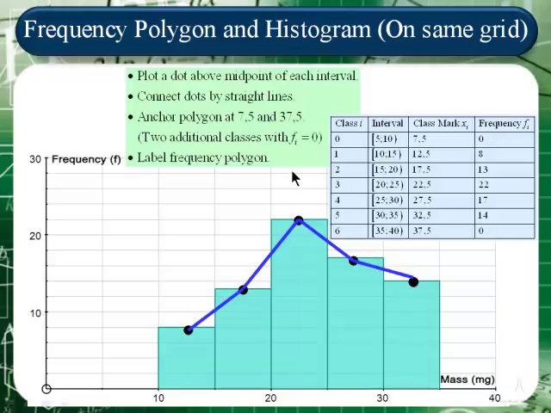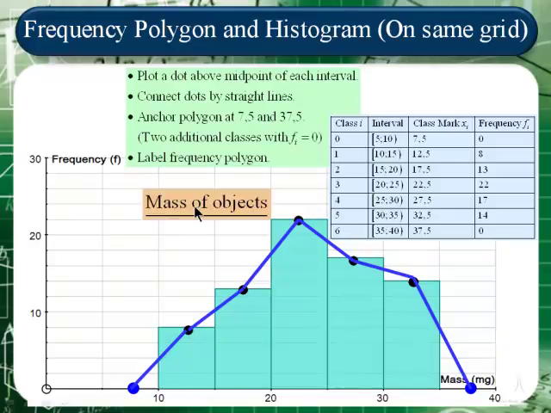So we're not going to contaminate data by doing this, by adding 2 additional classes each with a frequency of 0. This is simply to ensure that the polygon is anchored. And then to finish it off, we need to label it properly. We've labeled the horizontal axis, we labeled the vertical axis, and we need to write down a suitable heading.